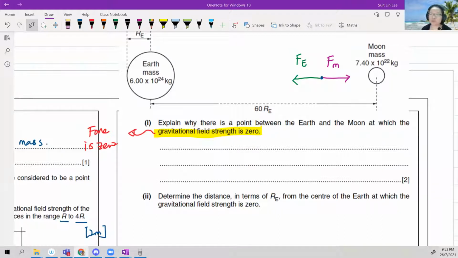But here is a note about answering technique. When it comes to answering questions like this, it is a bit safer to talk about what they ask you to talk about. In this case, it is gravitational field strength. So while you can talk about force, it is better to talk about field, because I can draw this arrow to represent Fe and Fm, or I can substitute this with GE, because field strength G is equal to F over M.